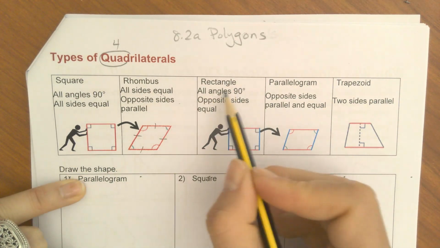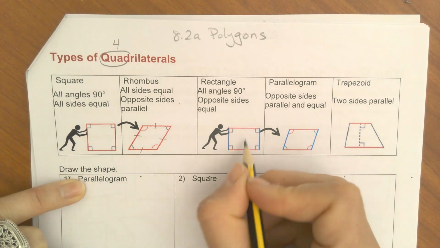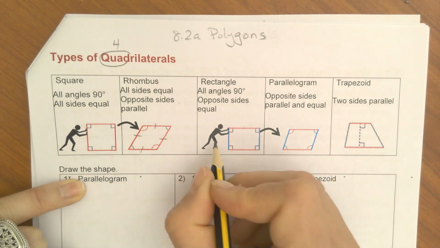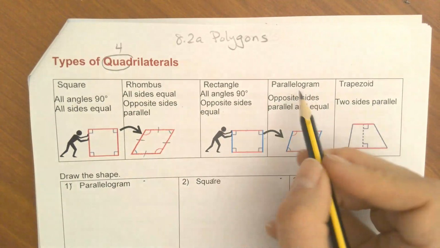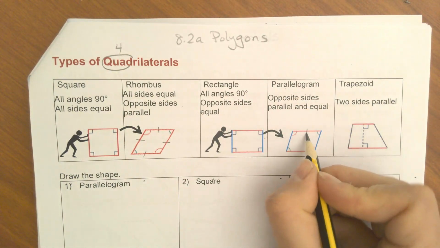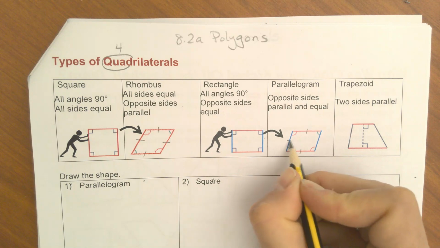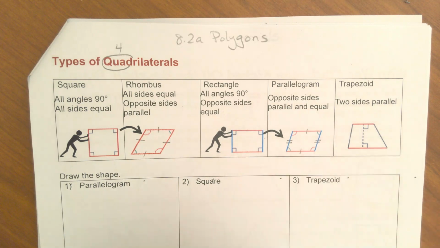Here I have a rectangle. The opposite sides are equal, but if I push it over a little bit, it becomes a parallelogram. This side and this side are the same, and this side and this side are the same.